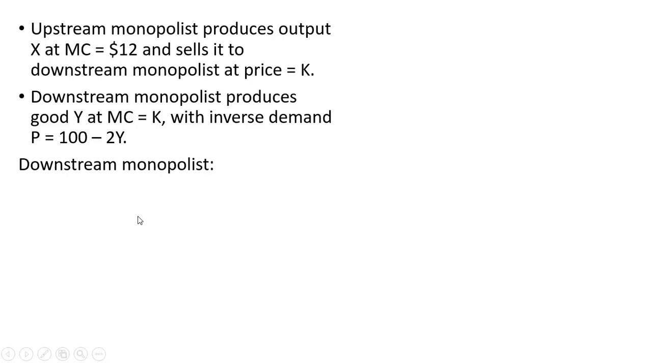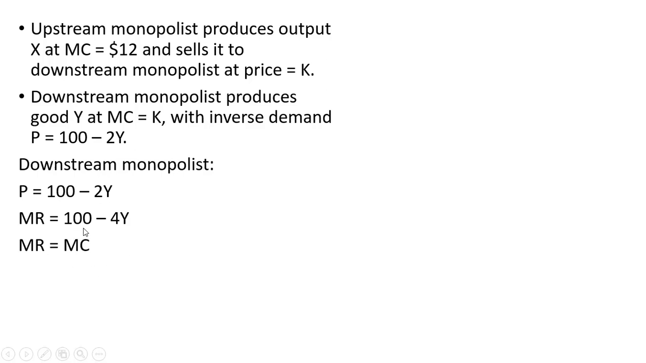So let's start with the downstream monopolist. We have the inverse demand for the downstream monopolist. From here we're going to get marginal revenue. And we'll just recall that marginal revenue is the inverse demand with a slope that is twice as steep. So instead of 100 minus 2Y, it's 100 minus 4Y. Slope is twice as steep, 2 times 2.